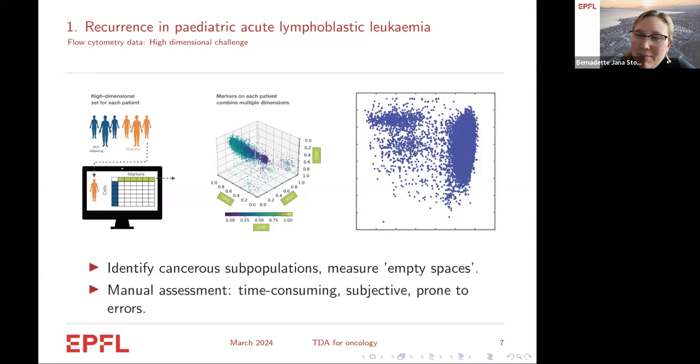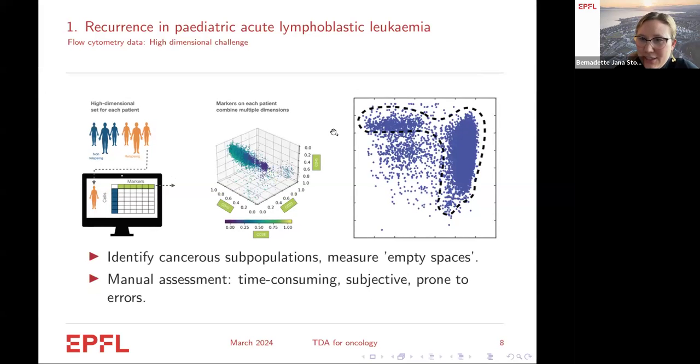Now, what happens to this type of data routinely is that doctors will try to use it to identify cancerous subpopulations. And what they do in practice is they trace out the shape of these data sets in 2D projections. So they select pairwise markers, they project the data to these 2D versions of the data, and then they trace out this shape by hand, and among other things, they assess empty spaces. Now, this is done manually and is, of course, time-consuming, subjective, and therefore also prone to errors.